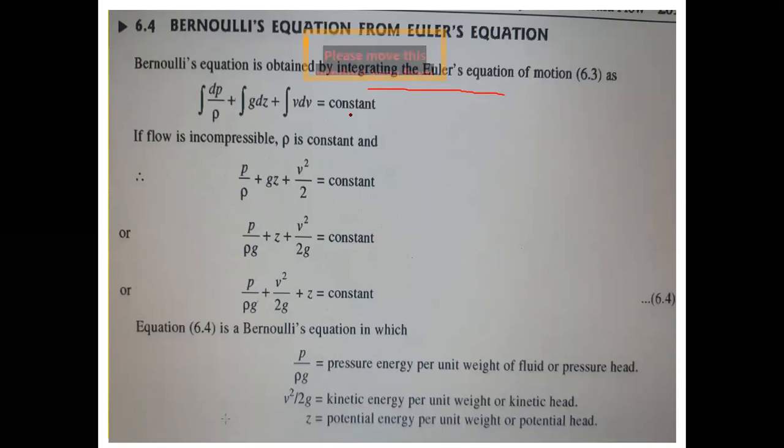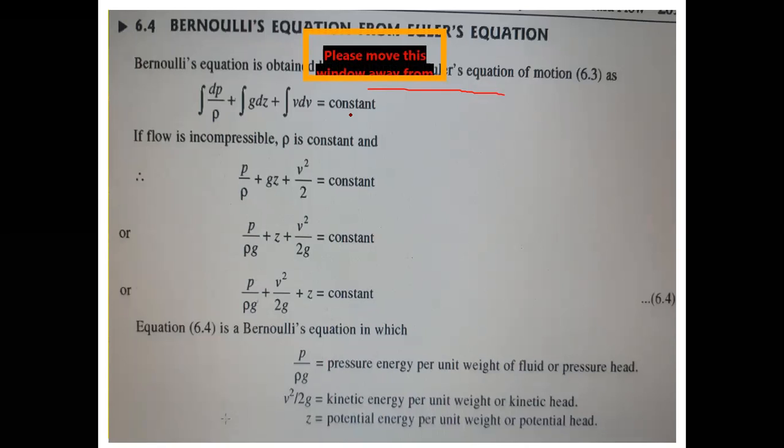that is equal to constant. How can we write it? p by rho g plus z plus v square by 2g, that is equal to constant. Or else we can write p by rho g plus v square by 2g plus z is equal to constant. So equation 6.4 is Bernoulli's equation.